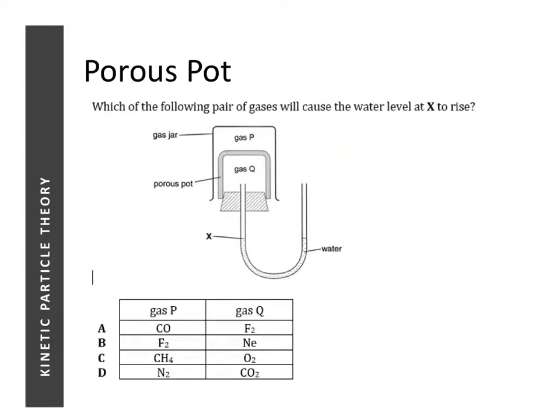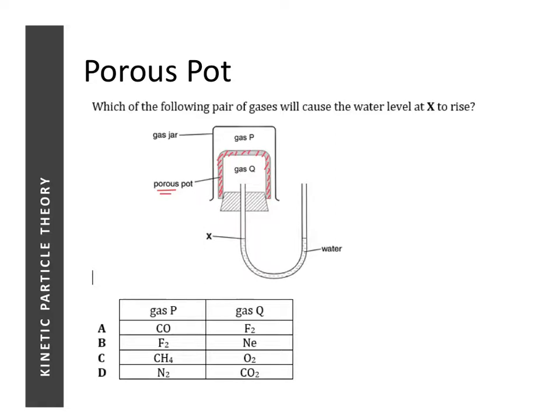Now let's take a look at another typical diffusion question in the O-levels. This kind of question is so famous that we name it the porous pot question. So what is happening over here is that we have a porous pot in the diagram. And what does a porous pot mean? Porous pot means that the pot has holes in it, very tiny holes, such that gas particles can diffuse in and out of the pot easily.